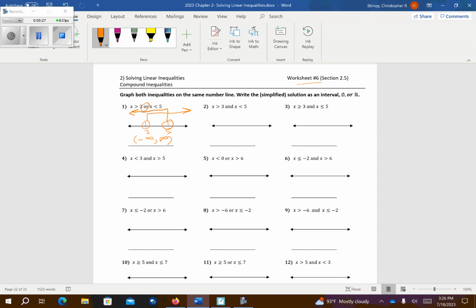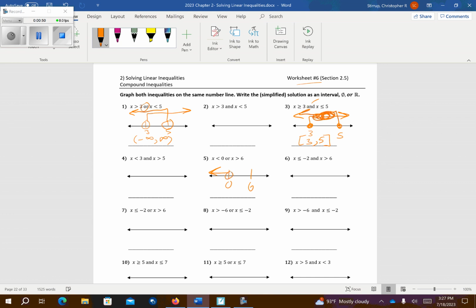Problem number 3, we have the word and in here. So I have a 3 here, solid dot, going this way. I have a 5 here, solid dot, going this way. We're looking at the overlap only because it's and. So it's going to be hard bracket 3, hard bracket 5. That's our interval answer.